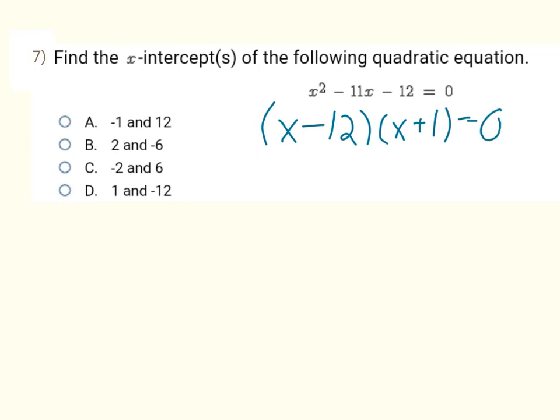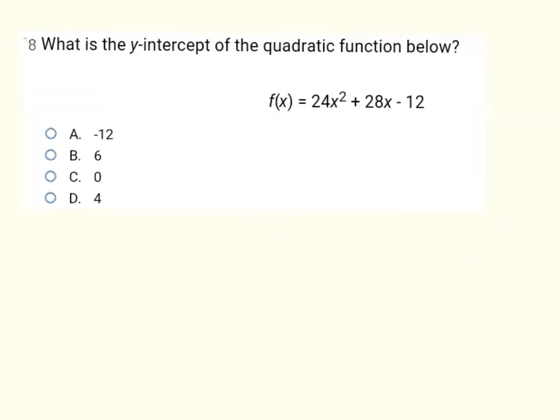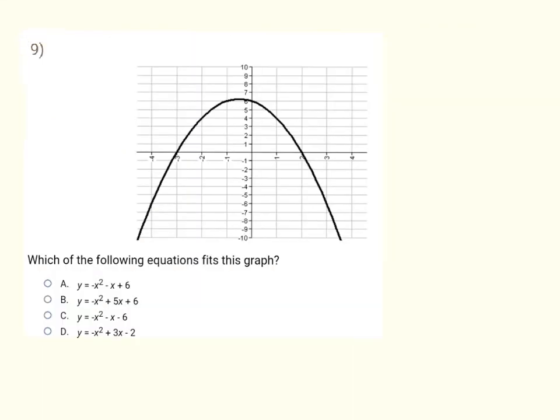And then to solve each of these for x, I'm going to set each one separately equal to 0 and solve. So here x is going to equal 12, and here x is going to equal negative 1, and those two numbers are my x-intercepts, 12 and negative 1, so my answer is A. Here it wants to know what is the y-intercept of the quadratic function below. It's in standard form, so that means that my constant at the end is going to be my y-intercept. So my y-intercept here is negative 12, which is letter A.